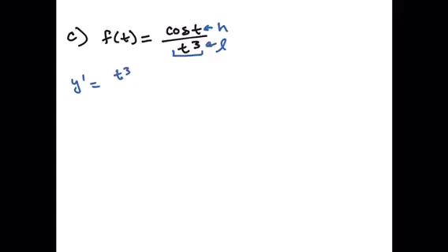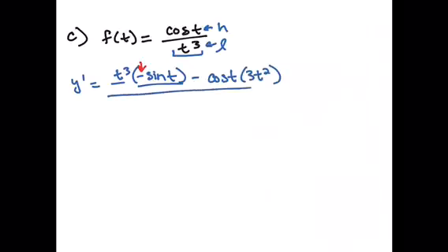Low is t cubed. D high is negative sine t. Make sure you put parentheses around this, otherwise this negative here is going to look like a minus sign, and that would change the problem significantly. So I have low d high minus high d low would be 3t squared all over low squared.